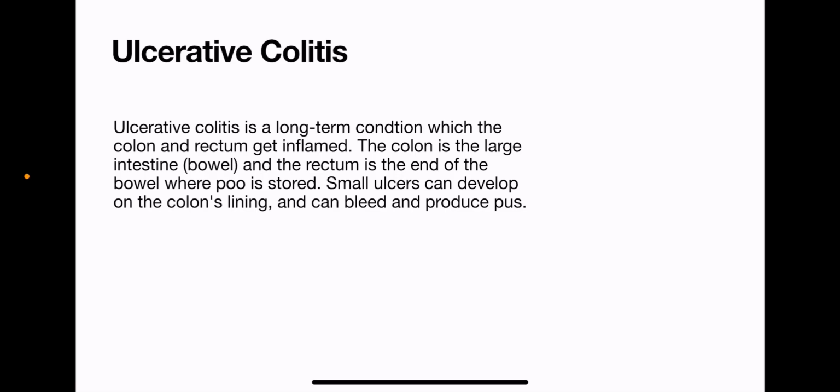Ulcerative colitis is a long-term condition in which the colon and rectum get inflamed. So it's a chronic disease. The colon is the large intestine, and the rectum is the end of the bowel, where the stool is stored. Small ulcers can develop on the colon's lining and can bleed and produce pus.